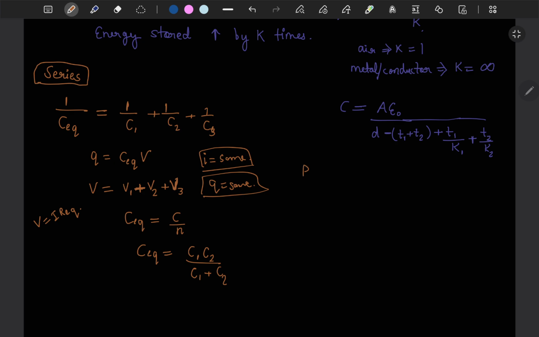In case of parallel combination of capacitances, we will use C equivalent is equal to C1 plus C2 plus C3.